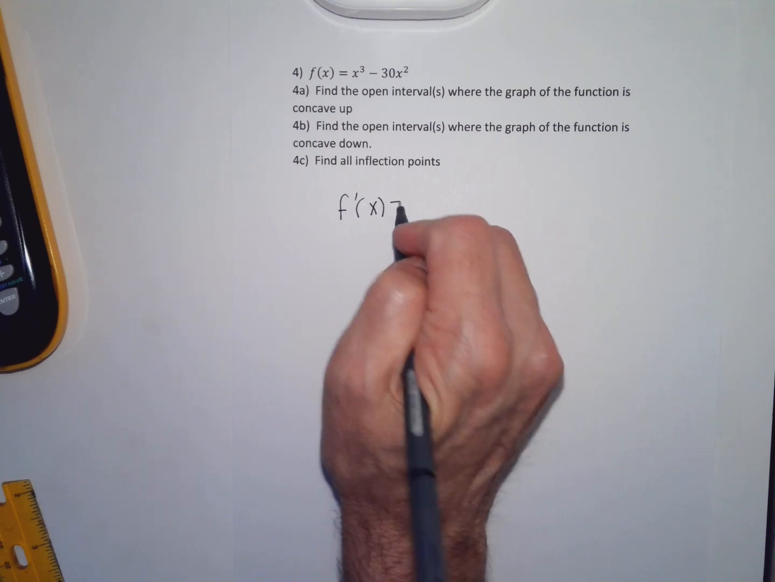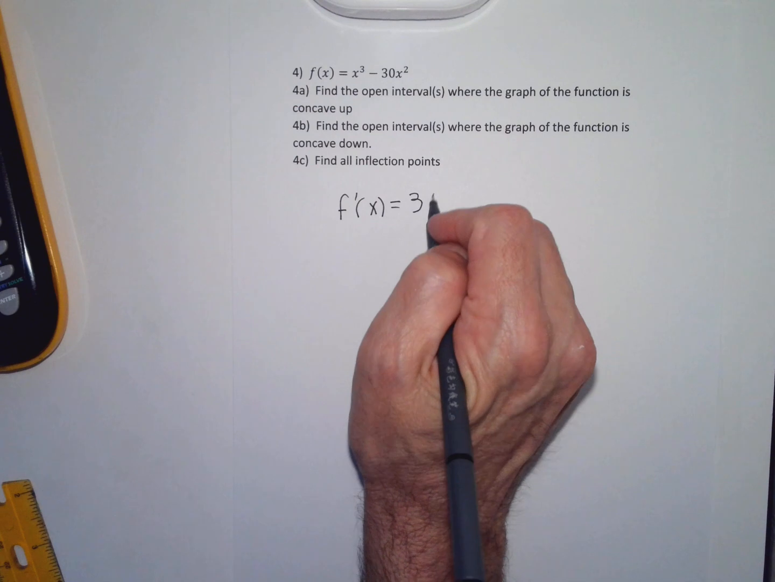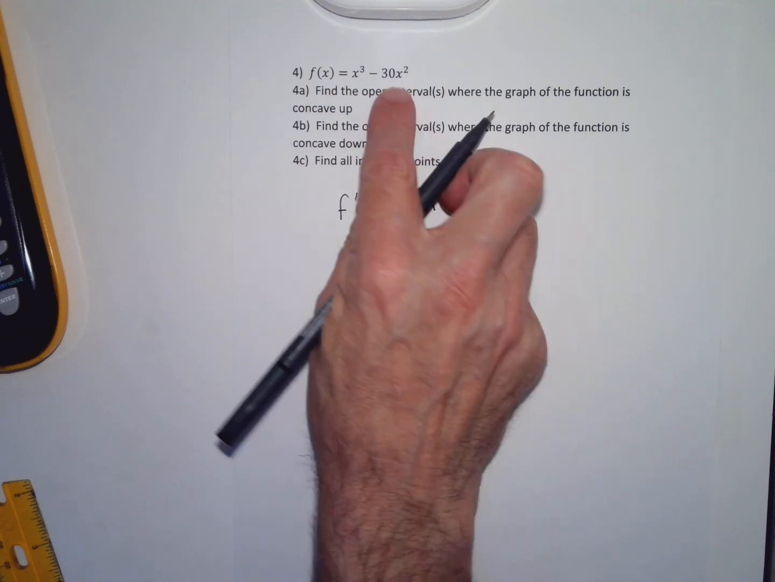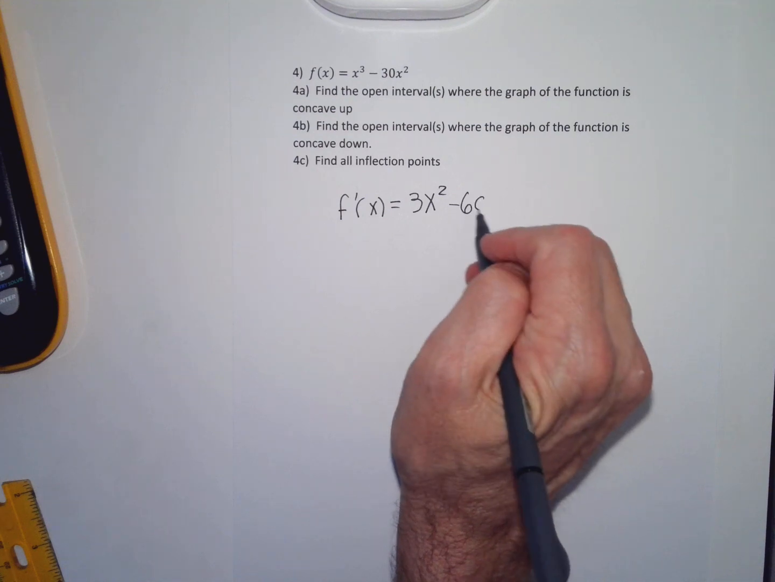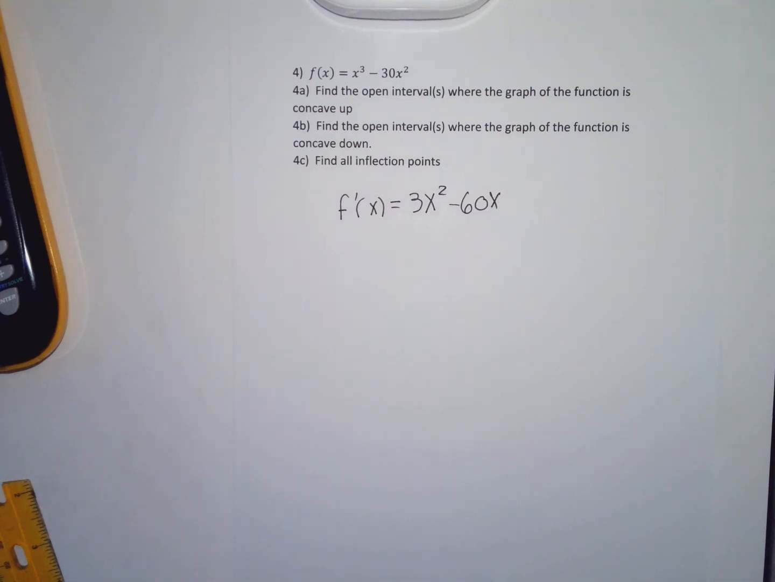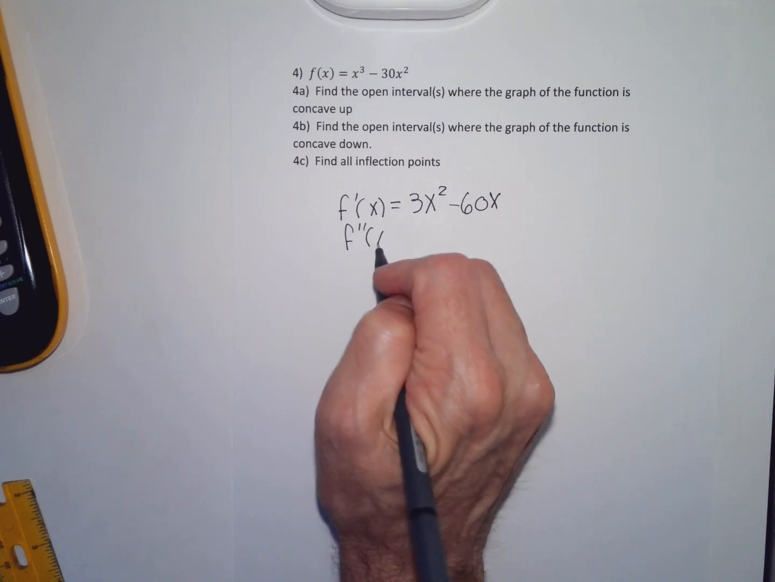First, I'm going to find the first derivative using the nice power rule. The derivative of x cubed is 3x squared. The derivative of minus 30x squared is minus 60x. Not good enough to stop there because I'm doing concavity. Concavity needs the second derivative.